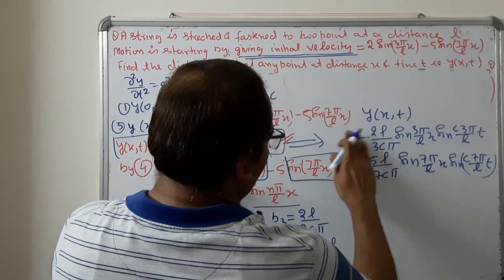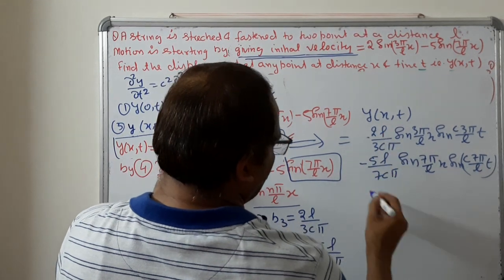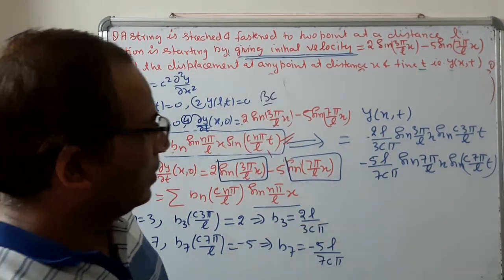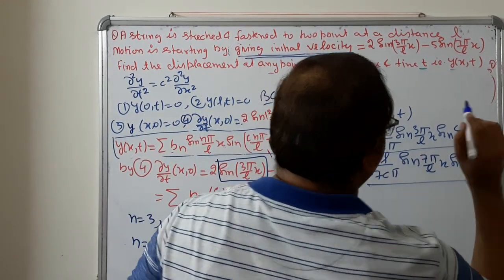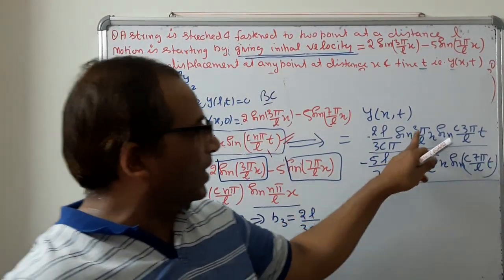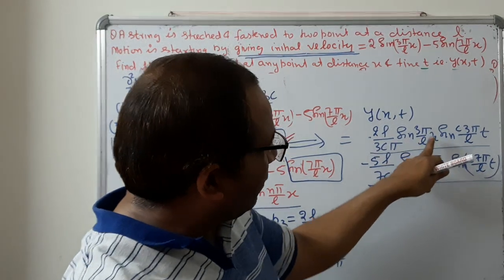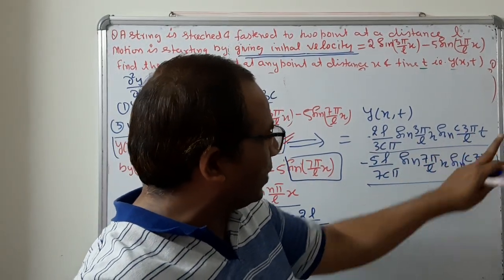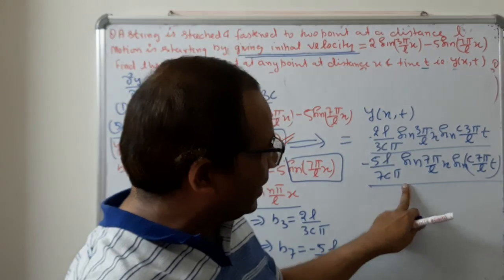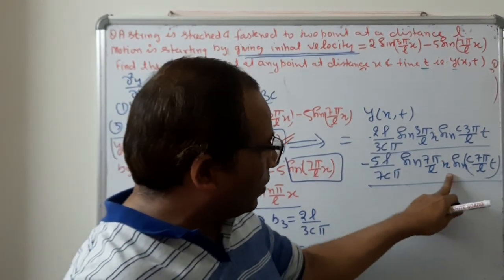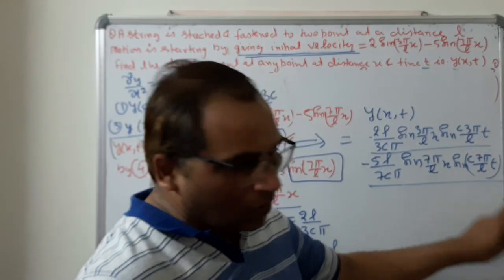So this is the final answer. This is equal to this one. So y(x,t) equal to this one. This is the final answer: 2L/(3Cπ) sin(3πx/L) sin(C3πt/L) - 5L/(7Cπ) sin(7πx/L) sin(C7πt/L).